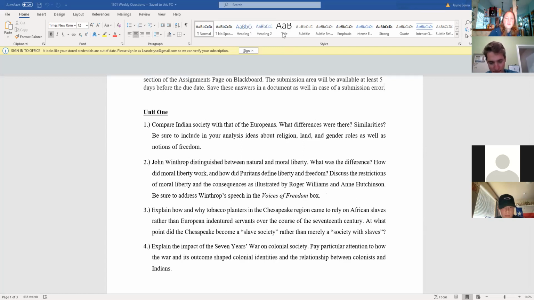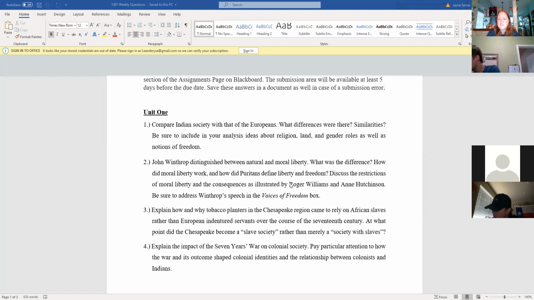Check him off. Okay, so our question for today, compare Indian society with that of Europeans. And by Indian, I don't mean folks from India. I mean the Native Americans, indigenous people, the folks who were here when the folks from Europe met them. And they went, hey, why are you here? We want this land. What are you doing? So those folks.